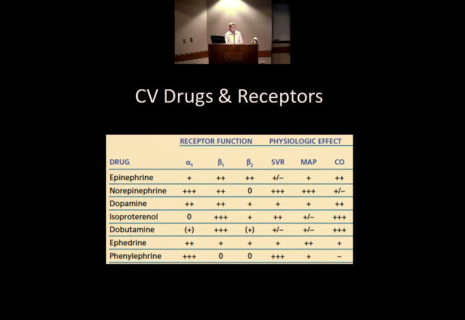But again, phenylephrine will increase your SVR. It's purely an alpha-1 receptor agonist. So it binds to the alpha-1 receptors, produces a reaction, which is going to be to tighten up those vessels. Therefore, you're going to get a 3+ in your SVR. If you can just think what the receptor does, you'll get to what it does to the body.